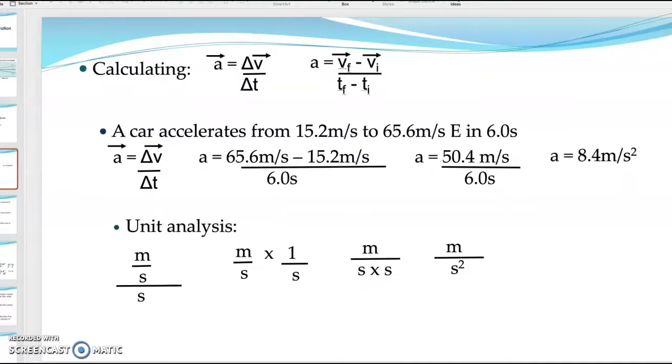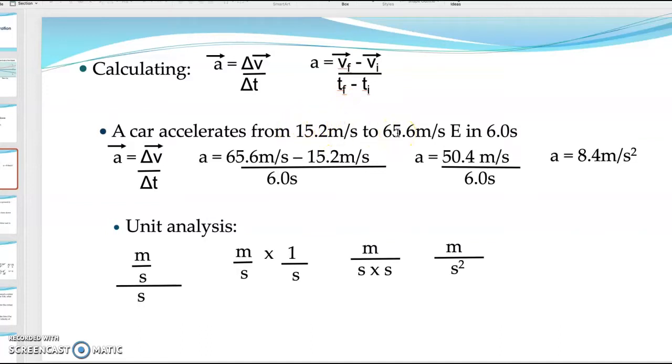When you're calculating the acceleration, you're going to do the change in velocity. That's this little delta. And change in time. So how to figure those out? You take the final speed, this little f means final, minus the initial velocity, since speed with direction is the velocity, and final time minus initial time. So 6 minus 0 is 6 seconds. And then you're going from this speed to this speed.